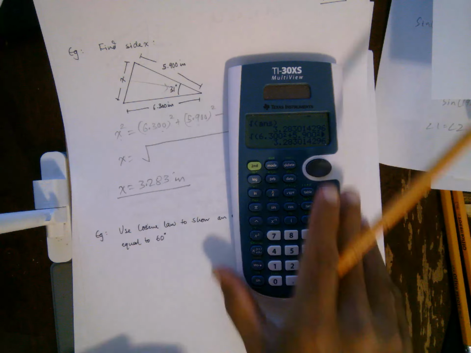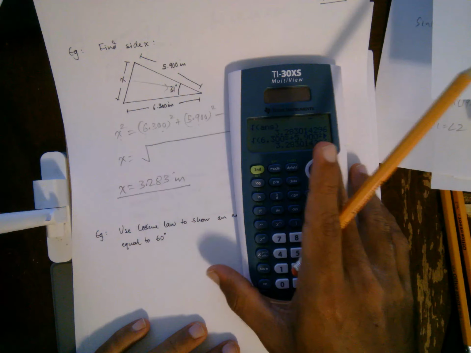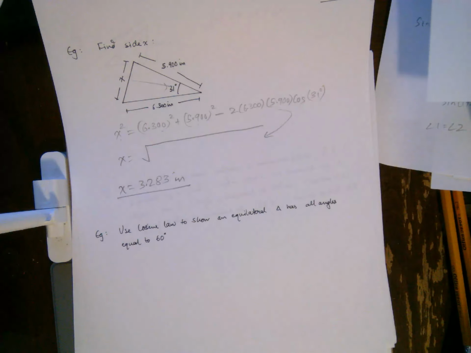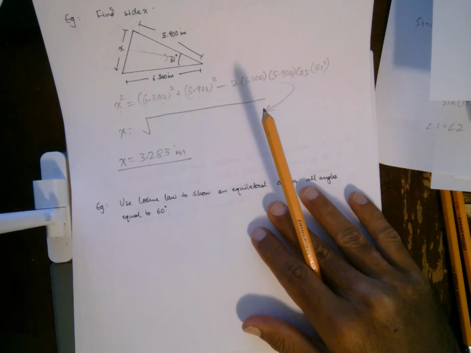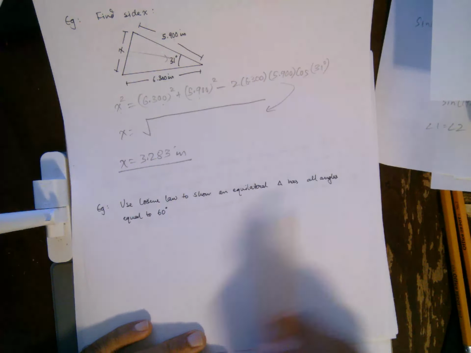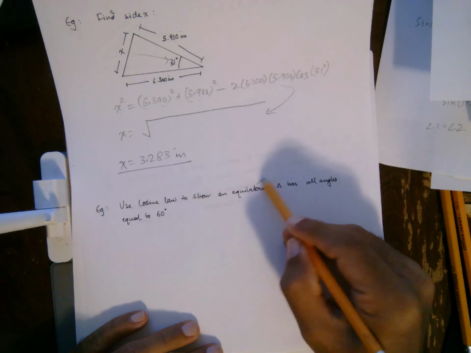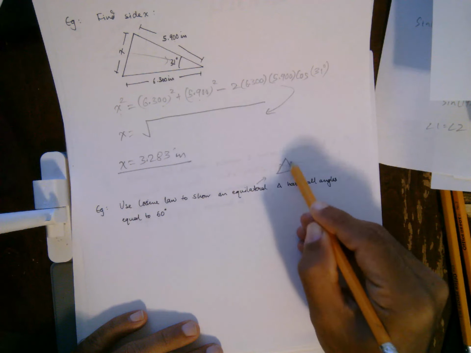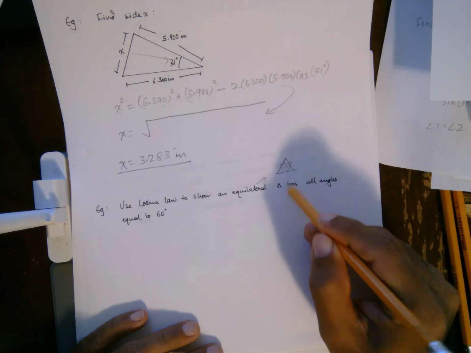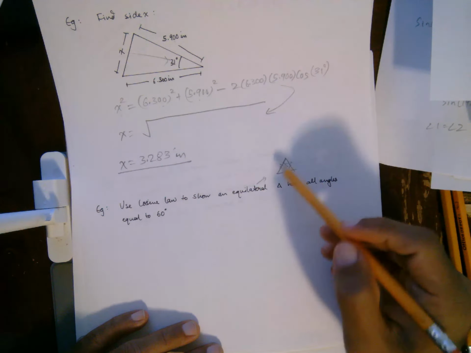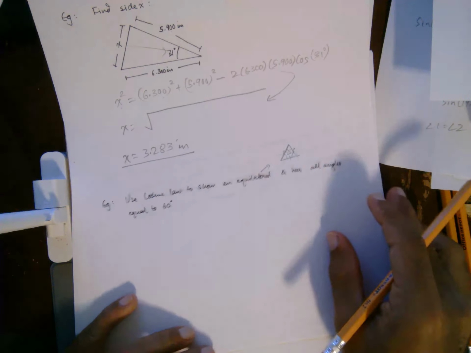Okay. Now we're going to look at an example where we'll have to use inverse trig to find angles. Using cosine law, show an equilateral triangle has all angles equal to 60. Now we already know what an equilateral triangle means. All sides are equal, all angles are equal, so they have to add up to 180. Only possible way is if they are all 60. But this is just for practice, right?